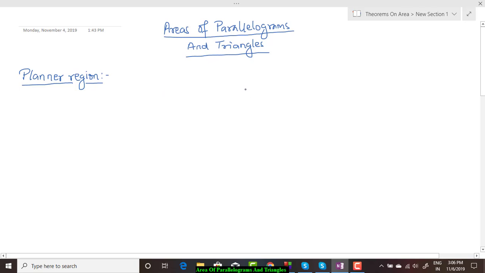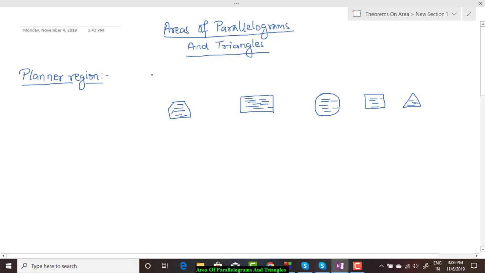So any closed figure, it may be a rectangle, any closed figure like this. So any kind of a closed figure which occupies a region like this. This is a region of a closed figure, right? And this region is called the planar region. The region which is occupied by any closed figure is called the planar region, right?